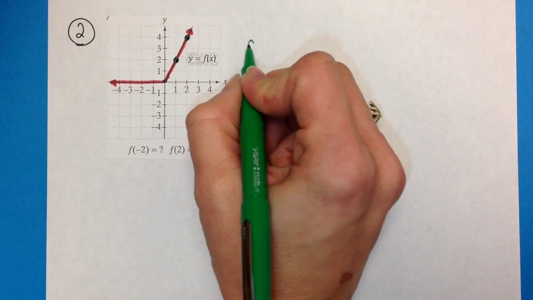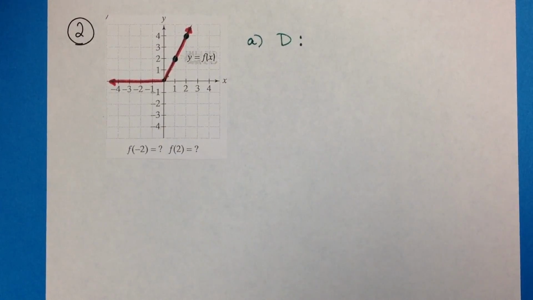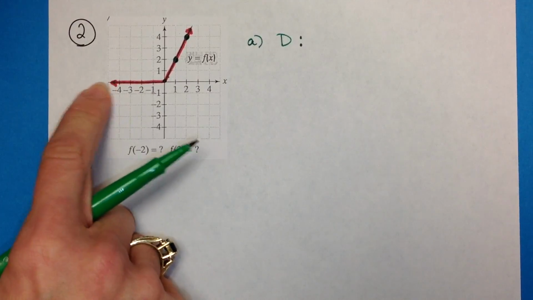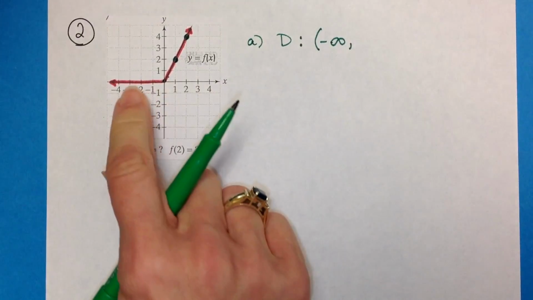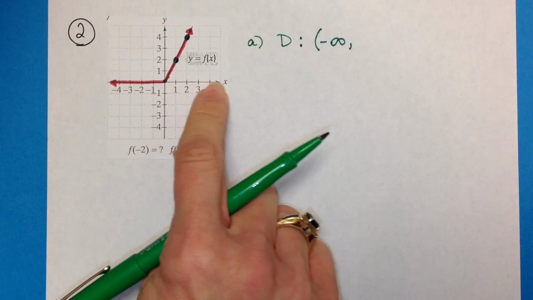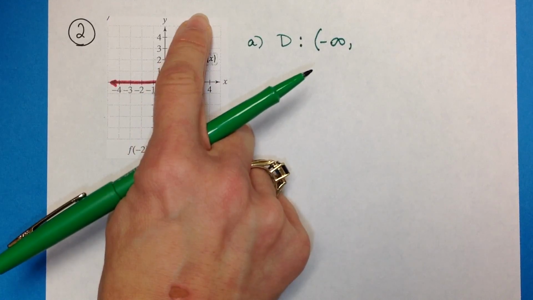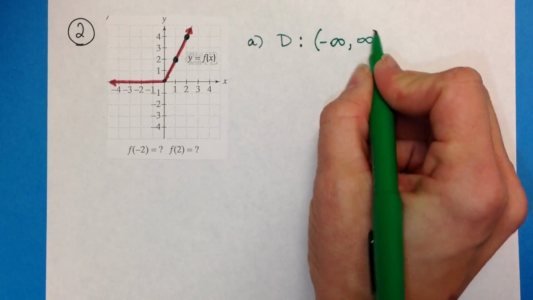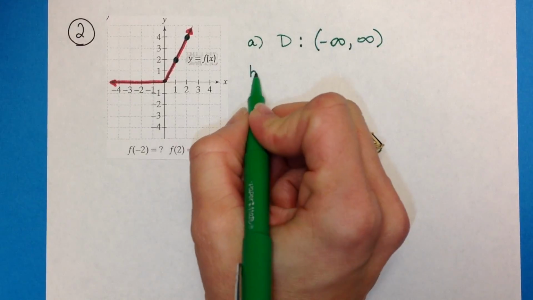Okay, A part was domain. Now remember, domain is left to right. So, does it go to the left forever? Yes. So that means your domain is going to start at -infinity. Okay, you come along, does the part of the graph go to the right forever? Yes, because as this piece goes up, it's gradually going to the right at the same time. So we'll have a domain of -infinity to +infinity again.